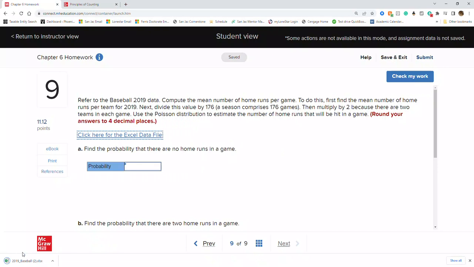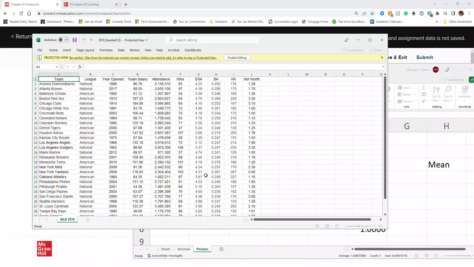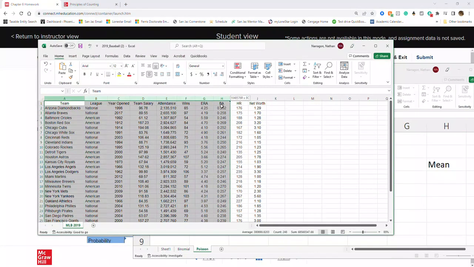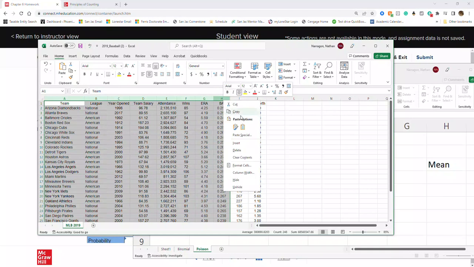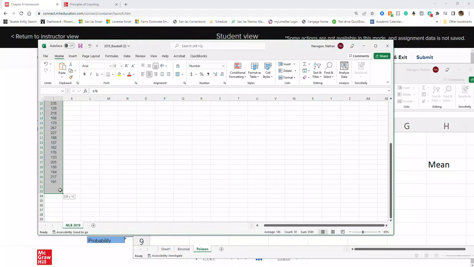So we're going to go ahead and check out the Excel that we need. And for this, since I'm only looking at home run statistics, I really don't want to be looking at all these extra numbers. So I'm going to go ahead and hide them. Okay, so again, all I'm looking at is home runs. So the first thing I need to do is find home runs per basically team. So again, auto sum.